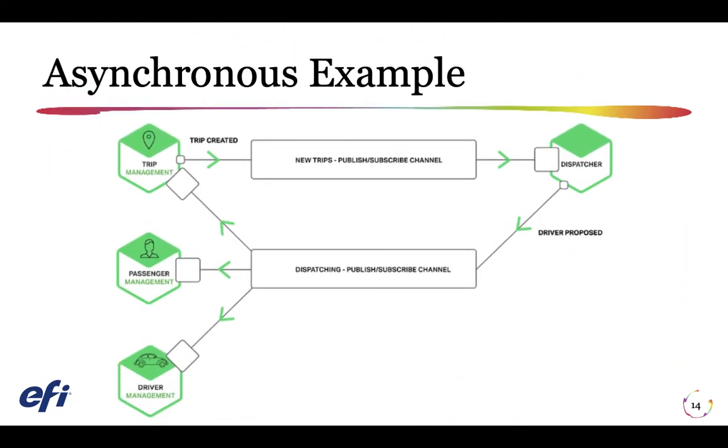Now let's take a look at an example. Here the trip management service notifies interested services such as the dispatcher about a new trip by writing a trip created message to a publish-subscribe channel. The dispatcher finds an available driver and notifies other services by writing a driver proposed message to a publish-subscribe channel.